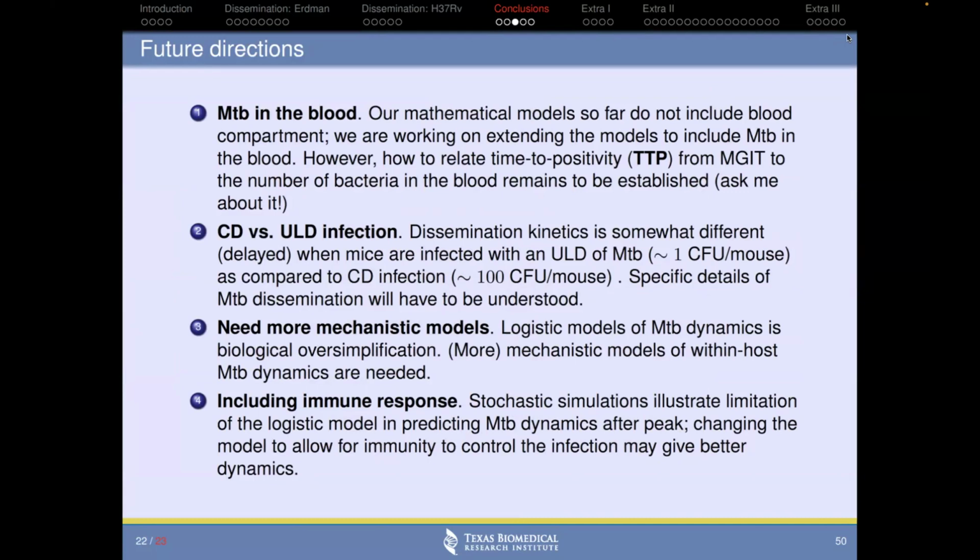Thank you, Professor. I have a question. Do you know any factors affecting the decision of dissemination pathway? The biggest factor is dose. The more bacteria you have initially, the more rapidly they'll disseminate. We have data where we infect with an ultra low dose, and dissemination is actually delayed substantially, and then in the blood you don't always detect bacteria.